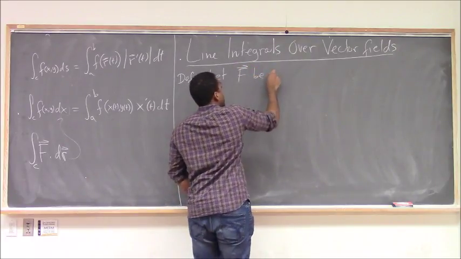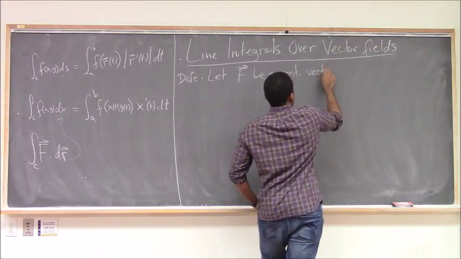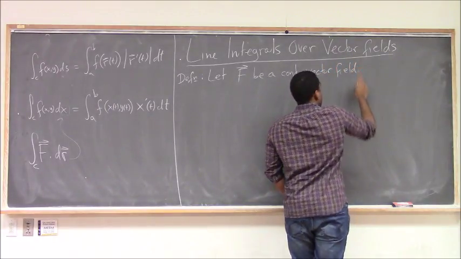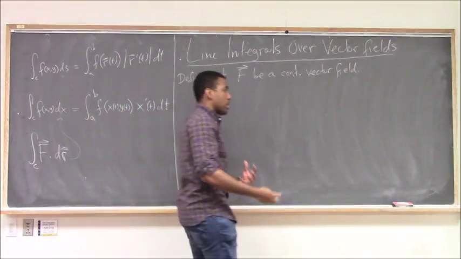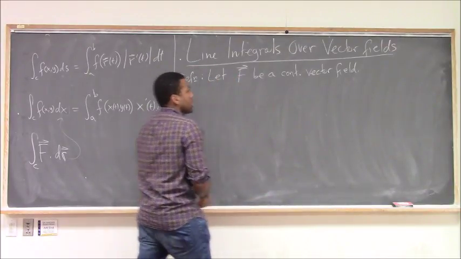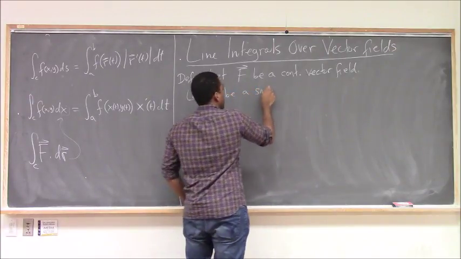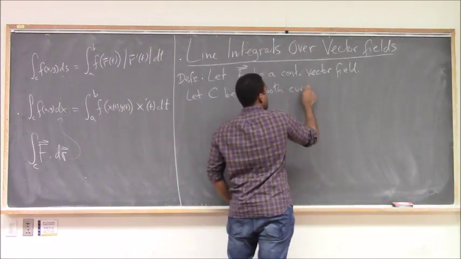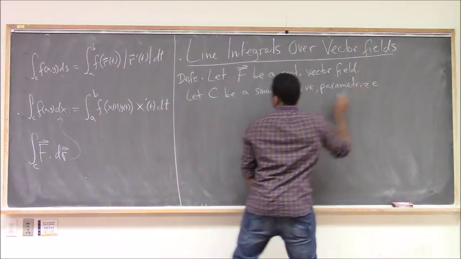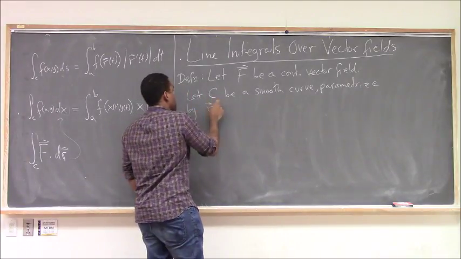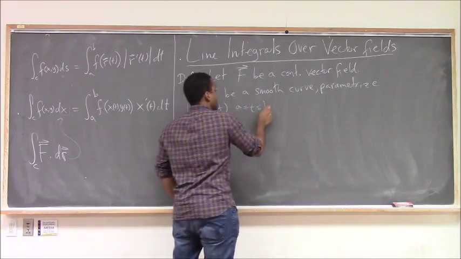Let f of t be a continuous vector field. Right, vector field just means it's a function like what we described in 13.1. So it's a kind of something that describes the environment you're in. And let C be a smooth curve, which we can parameterize by r of t for t between a and b.